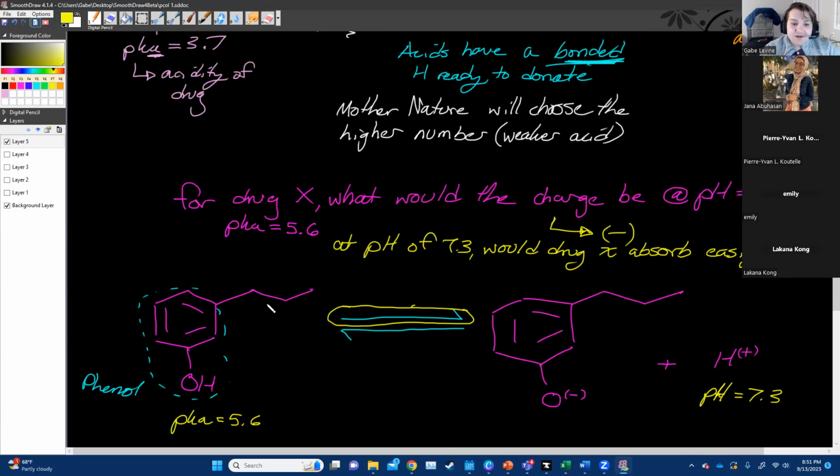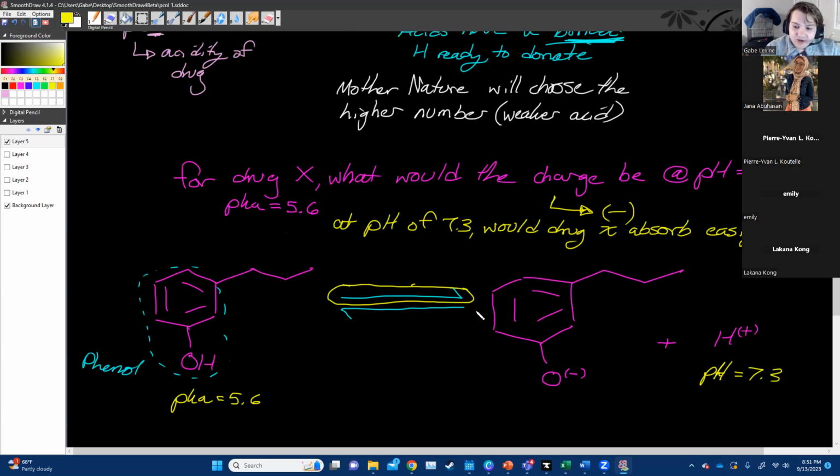Yes. Sweet. Just to explain this once again, Mother Nature will always choose the higher number. In this case, she's going to choose 7.3, which means that the structure of drug X will be this charged molecule. So for the first question, what would the charge be at 7.3? Negative. And at a pH of 7.3, would drug X absorb easily? No, it would not, because it is charged. And we know that absorption loves neutral molecules.